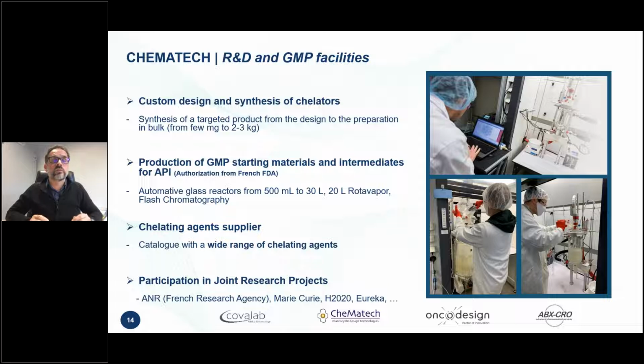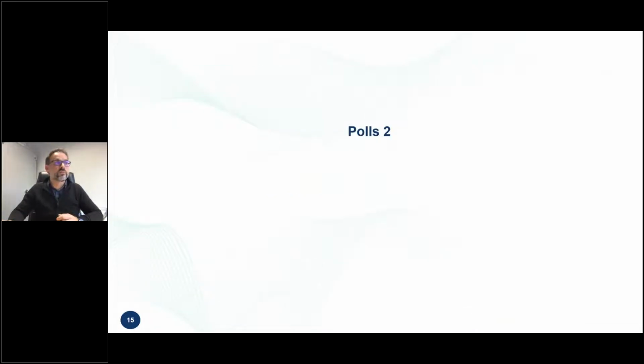Here you can find most of the chelators involved in the preparation of radiotracers. We also participate in joint research programs in order to keep a research activity and develop new solutions for our clients. So in summary, we can develop and produce both R&D and GMP chelators from grams to several kilos. Now I will let Cyril from Oncodesign talk about the preclinical evaluation of a radiotracer.